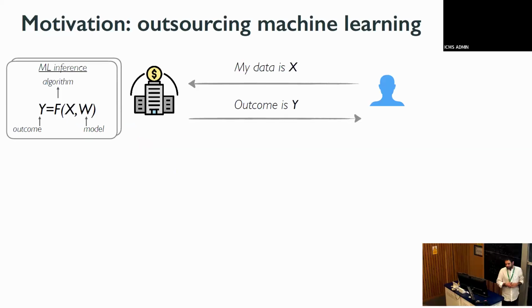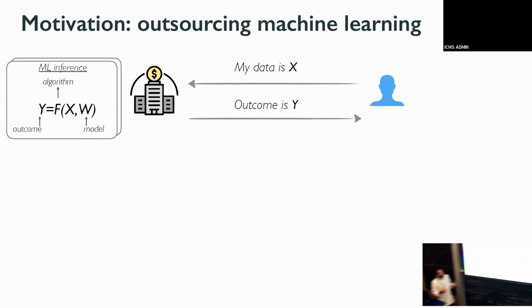Okay, so this is the motivation. The motivation is outsourcing machine learning. In this problem, we have mainly two parties: a client on the right side and some authority. The idea is that the client has some data and wants the data to be classified under some model. The model is owned by this authority, and the authority runs some algorithm denoted by this function f, and comes up with an output y, which is the classification based on the machine learning model.